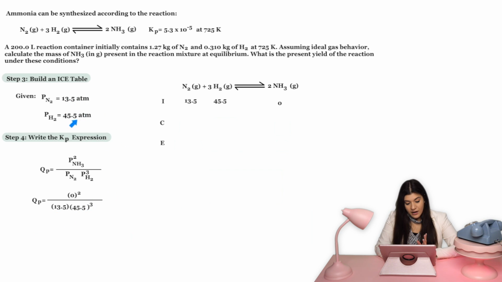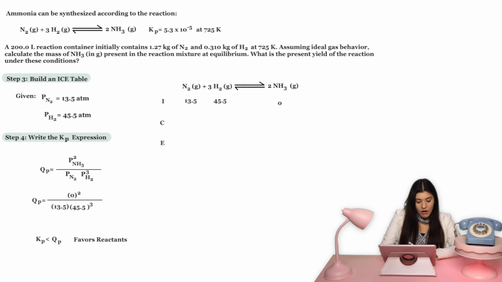I plugged that in, and then I plugged in also the initial pressure that we found for H2. When we do all this math, really, you just have to focus on the top here. The fact that the top is 0, that means this entirely will be 0. So we're stating that QP is 0. The reason why this is important is because if we compare QP and KP, that can tell us if the forward or the reverse reaction is favored.